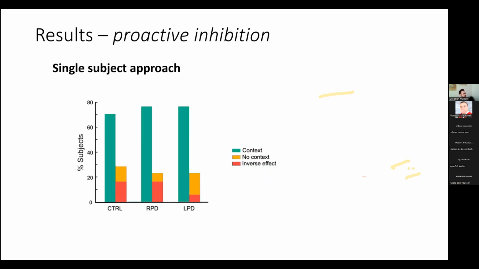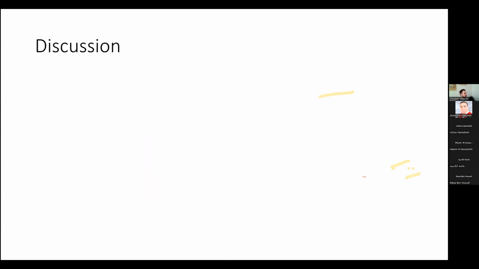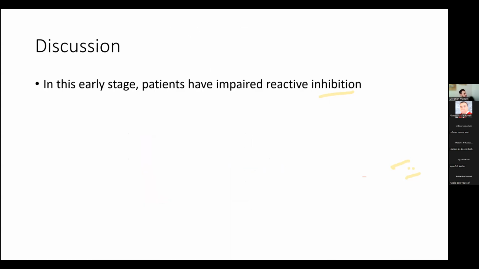This is the single subject approach. As you can see, early stage Parkinson's patients show the same pattern and have a majority of subjects with a healthy context effect. Finally, discussion. As I told you before, patients have an impaired reactive inhibition, so their stop signal reaction time is longer, but the proactive inhibition is not impaired, and that's an important finding.